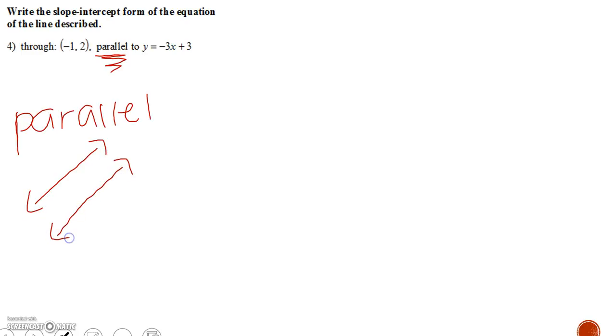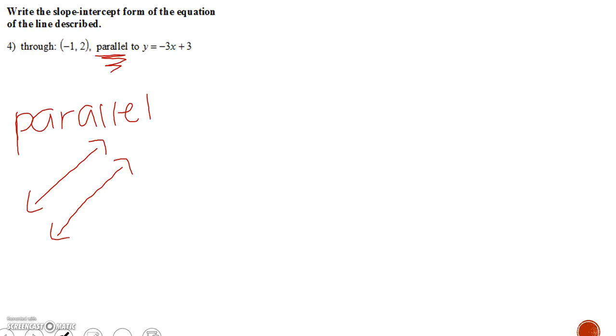Alright, fourth example. Write the slope-intercept form of the equation of the line described. So our line is going through -1, 2, and it is parallel to y equals -3x plus 3. So we have this new term in here, which you probably heard before, parallel. So let's talk about parallel lines. I'm sure you can recall from last year, or maybe even earlier this year, that parallel lines means we have two lines on a coordinate plane that never intersect.